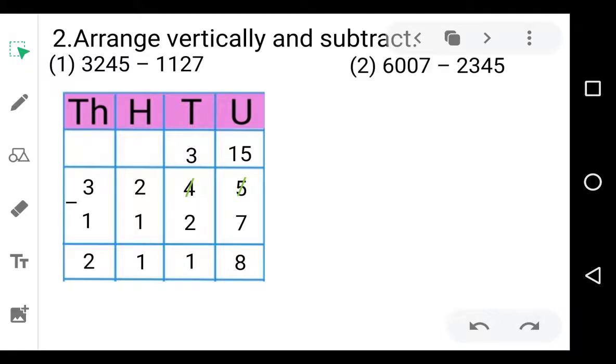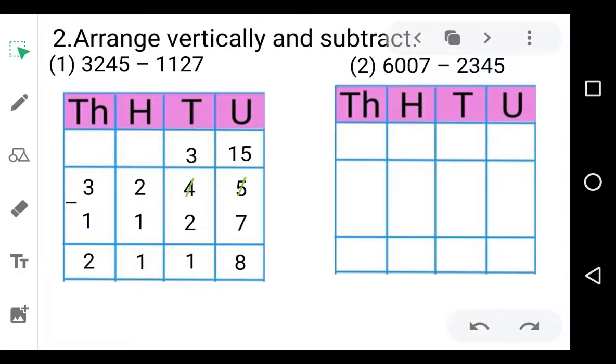Now see the next one. Next one is 6007 minus 2345. Here we have to subtract 2345 from 6007. So first we make the box and then arrange the numbers. 7 comes at the unit place, 0 tens, 6000. Now we arrange the second number. 5 comes at the unit place, 4 tens place, 300 place, 2000 place. Now subtract it. 7 minus 5, 2.